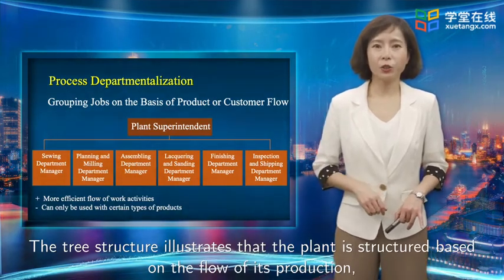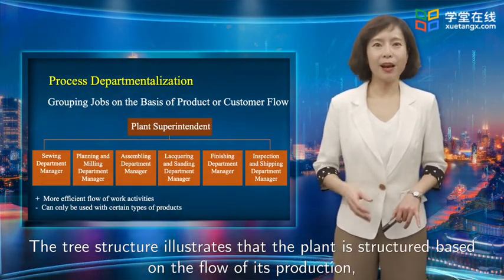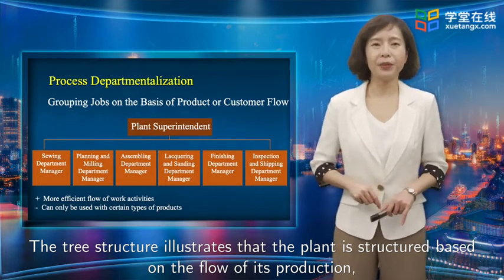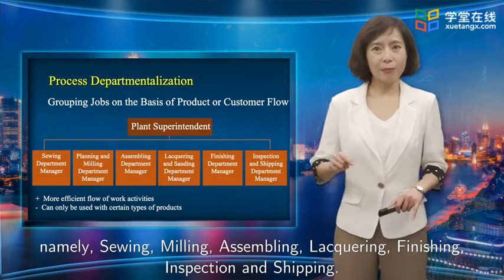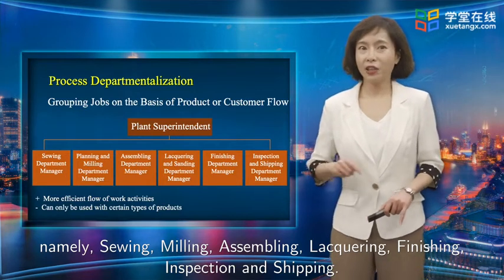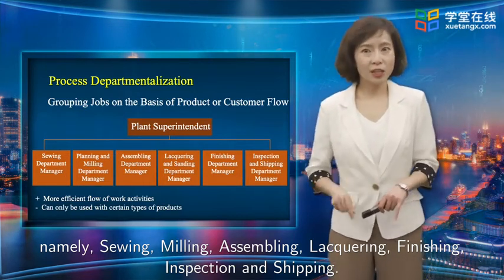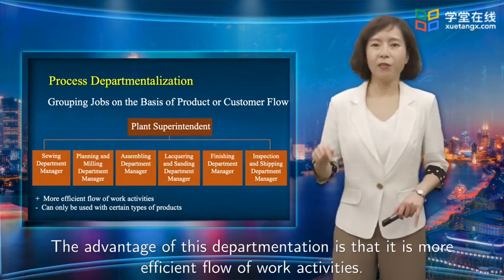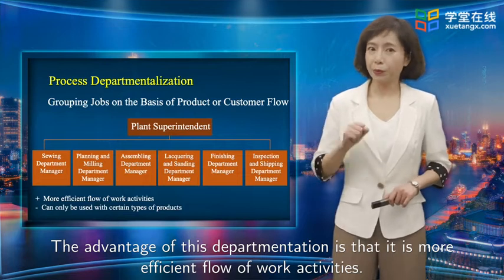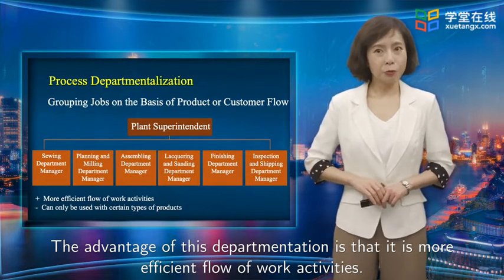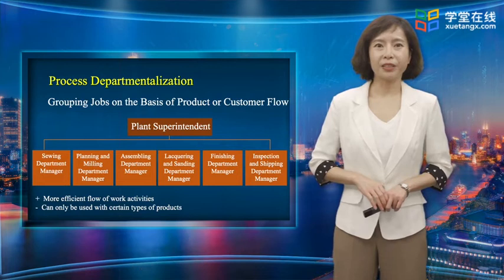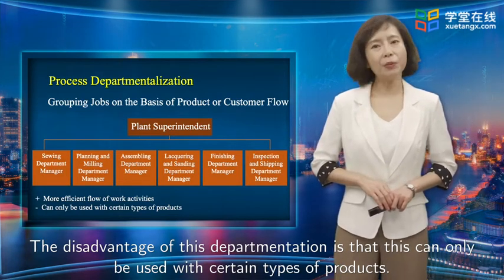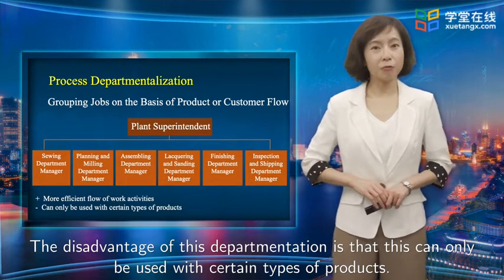Process departmentalization means grouping jobs on the basis of product flow. The tree structure illustrates that the plant is structured based on the flow of its production, namely sewing, milling, assembling, lacquering, finishing, inspection, and shipping. The advantage of this structure is a more efficient flow of work activities. The disadvantage is that it can only be used with certain types of products.